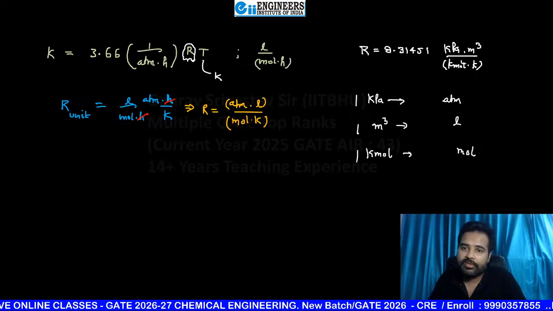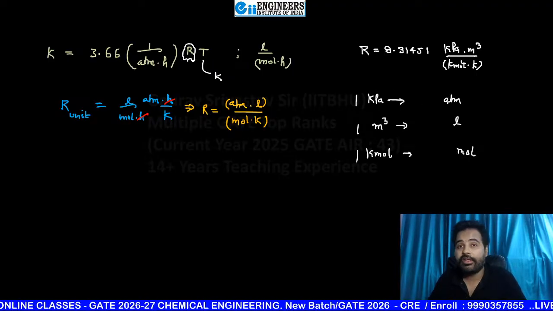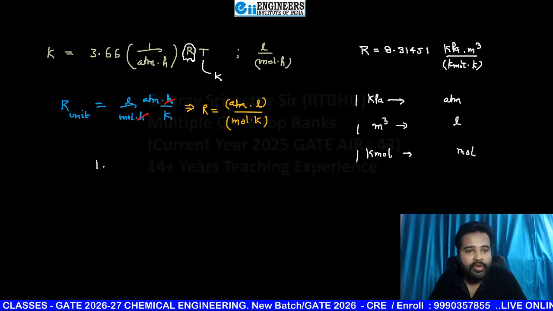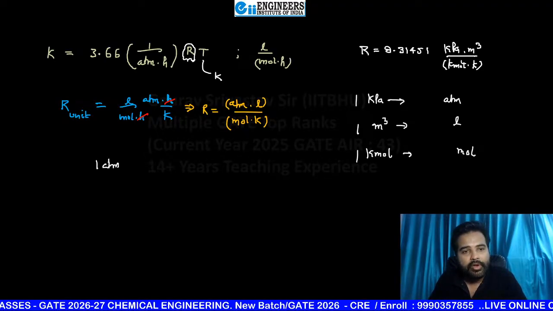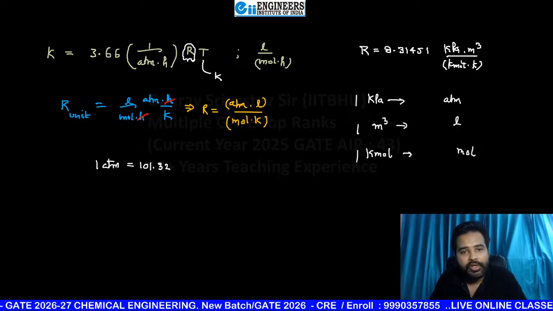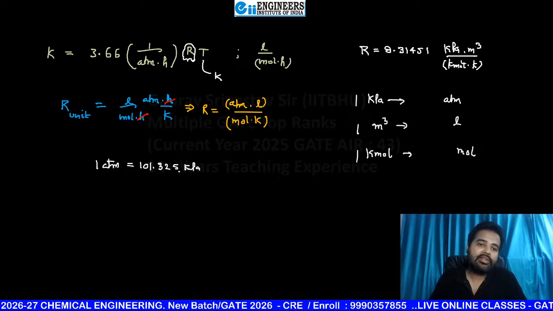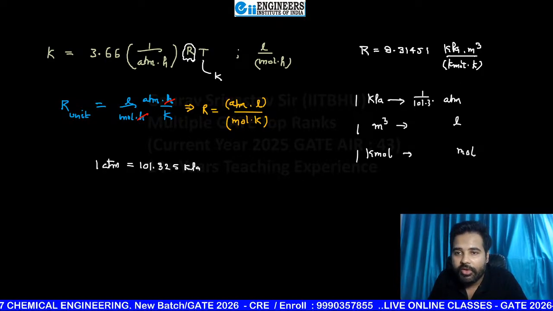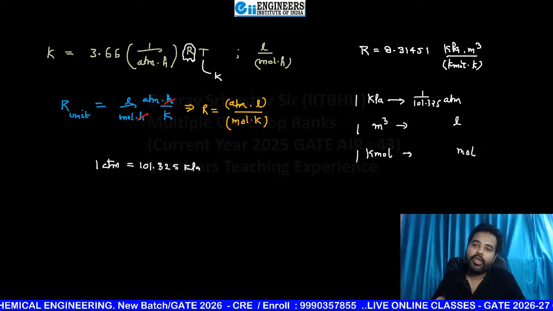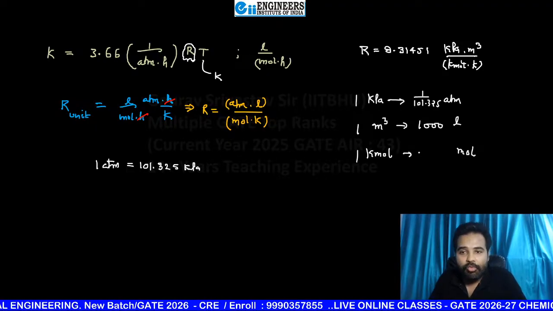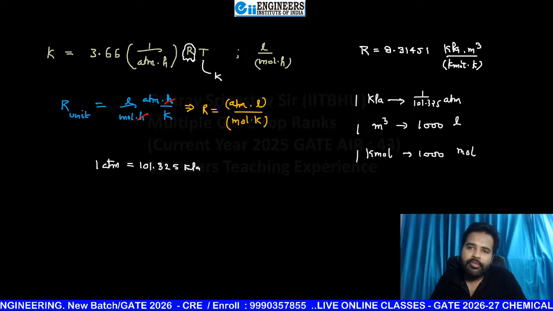You know 1 kilopascal is equal to how much atm? Everyone knows that 1 atm, 1 atmospheric pressure, is equal to 101.325 kilopascal. So 1 kilopascal will be equivalent to 1 upon 101.325 atmospheric pressure. 1 meter cube is equal to 1000 liter. 1 kilomole is equal to 1000 mole.